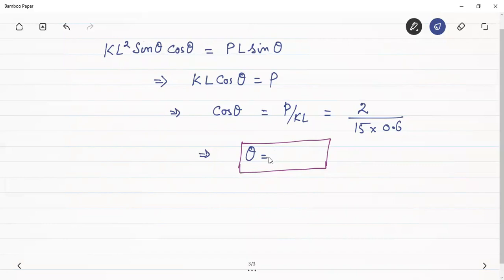2 by? Don't you have calculator with you?